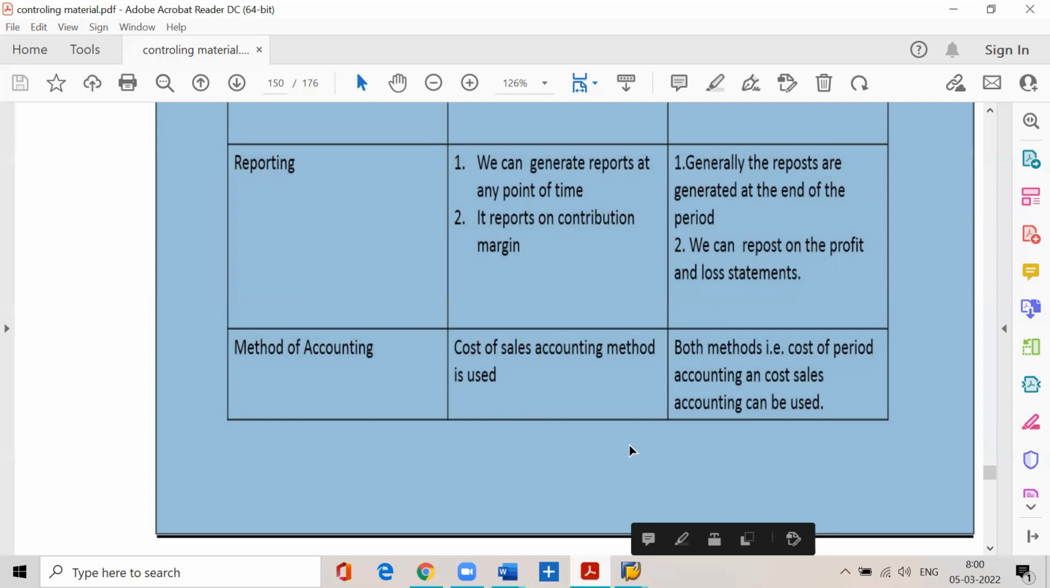So in this case, how are you calculating your profits? What is your sales revenue? Sales revenue plus closing stock, and the closing stock is evaluated at the cost of production. From that total, you reduce the expenditure of producing 1 lakh units.